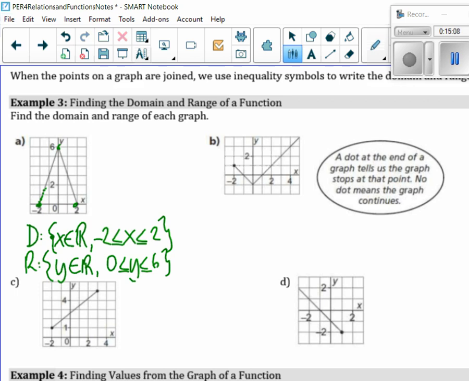Okay, just so you know, when the line goes like that, that's an arrow. So if it doesn't have an endpoint, it means it's got an arrow.